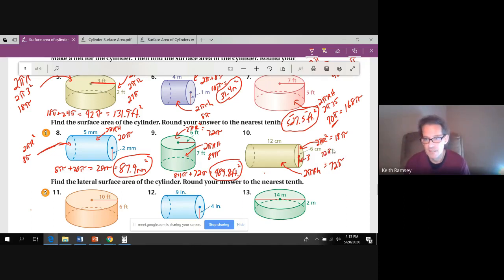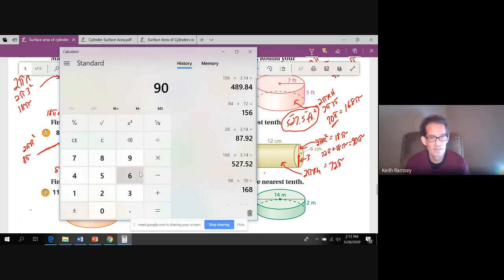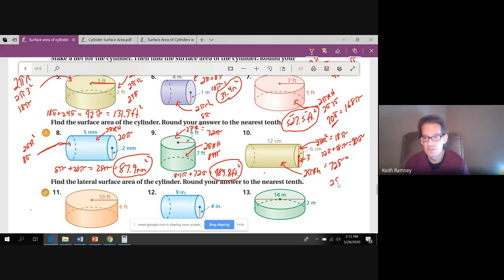72 pi plus 18 pi is going to equal 90 pi. So last step, multiply 90 by 3.14. Let's find out. 90 times 3.14, 282.6. 282.6 square centimeters for number 10.